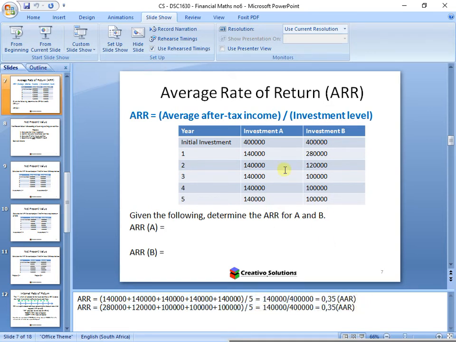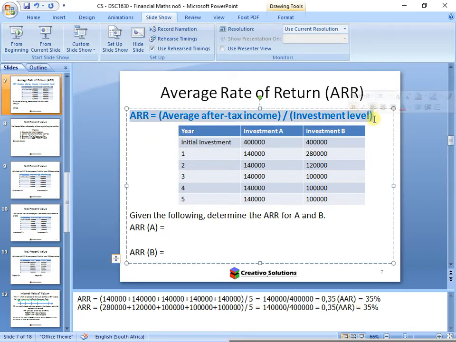Okay, if I divide that by the initial investment, which is what? 400,000. I'm going to get 0.35, which is 35% as an average rate of return. Do you get this formula on the formula sheet? No, so make sure you add it to that formula sheet of yours. Average rate of return equals average after-tax income divided by investment cost, actually. Initial investment.